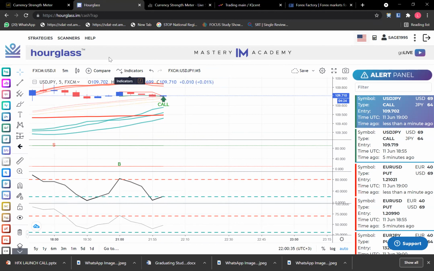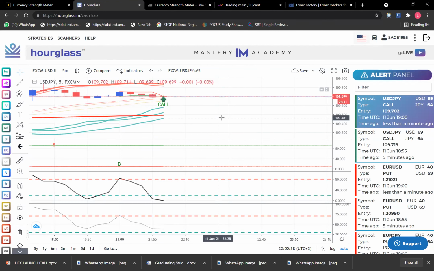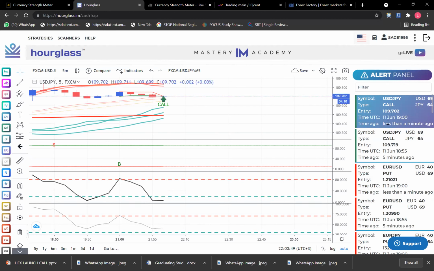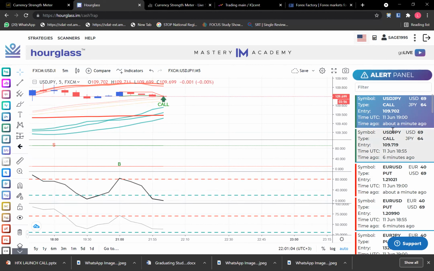Now, Hourglass. On the right-hand side of your Hourglass, you have the alert panel. This is literally where you're getting trade ideas from. On the top, you have USD/JPY. You're basically taking the trade ideas that are most recent. If you see this one about a minute ago, or that's 6 minutes ago. Any trade idea that is above 5 minutes, you literally cannot take that. So you are taking the most recent.